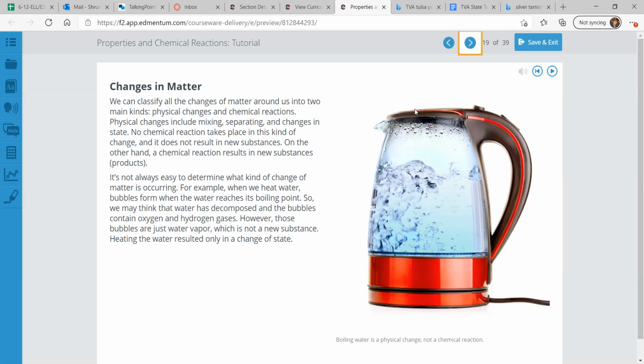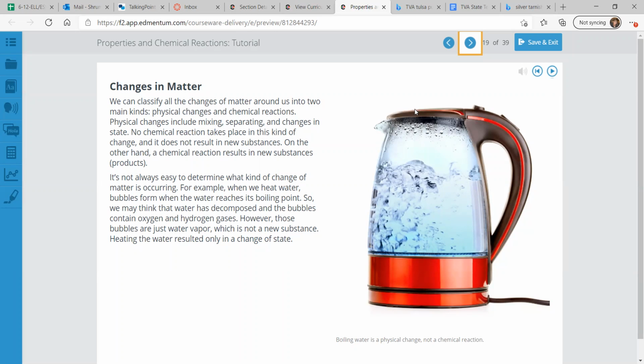No chemical reaction takes place in this kind of change, a physical change. Physical change is just mixing, separating, and changing states. So there's no really new substance. It's the same substance, but it's changed forms. On the other hand, a chemical reaction results in new substances, new products. It's not always easy to determine what kind of change of matter is occurring.